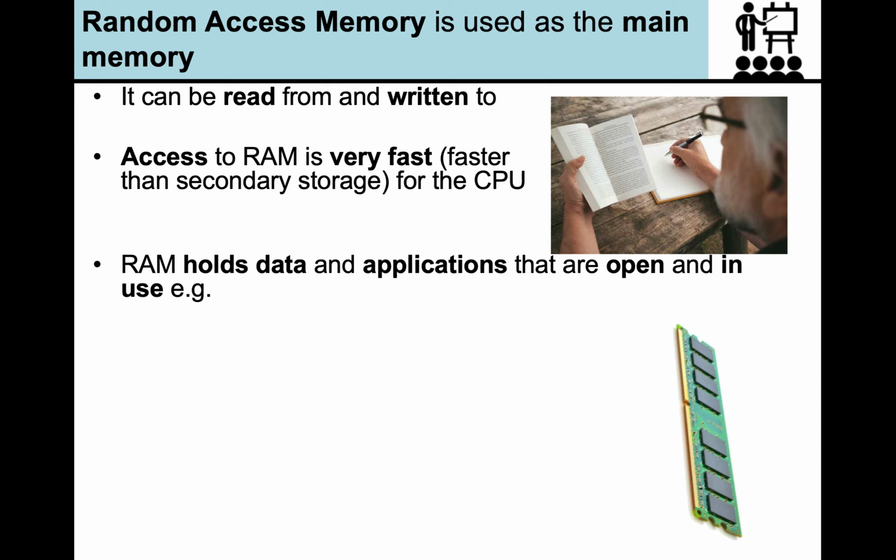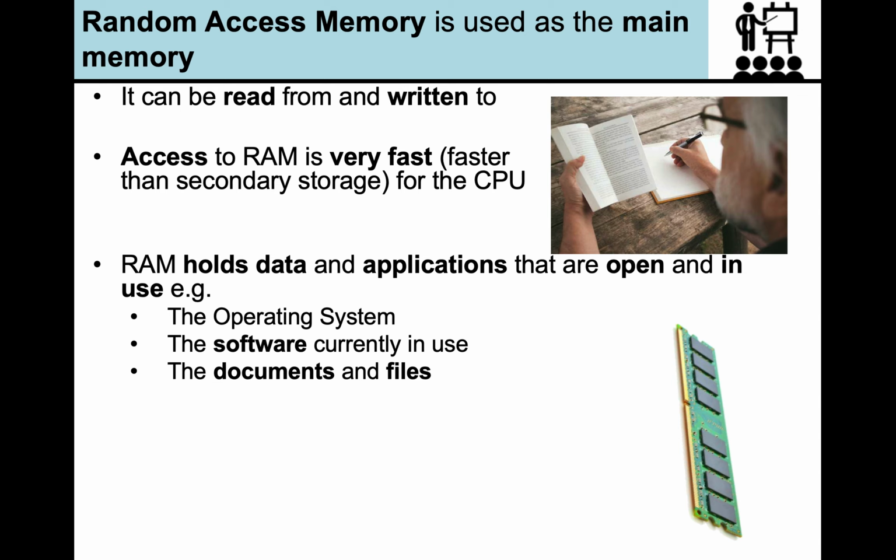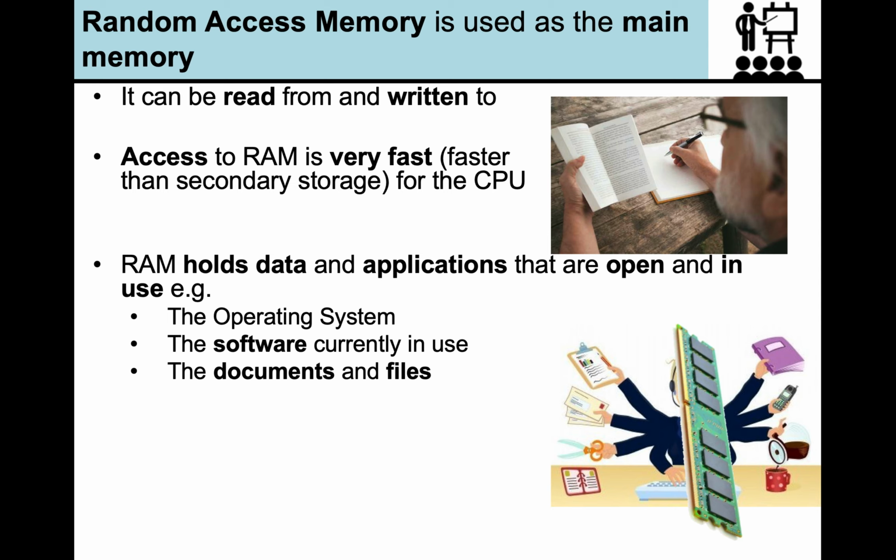RAM holds data and applications that are open and in use. So anytime I open up a program, it's going to be held in RAM. An example of those programs could be the operating system, like Android or iOS or Windows, and software that's currently in use. So right now, this presentation software I'm using is being held in RAM, and any documents or files. So there you go, that's RAM holding lots of different things that are in use.